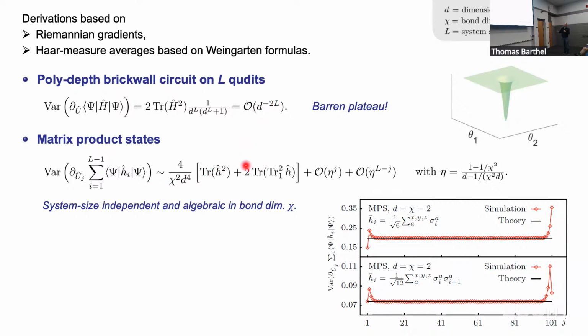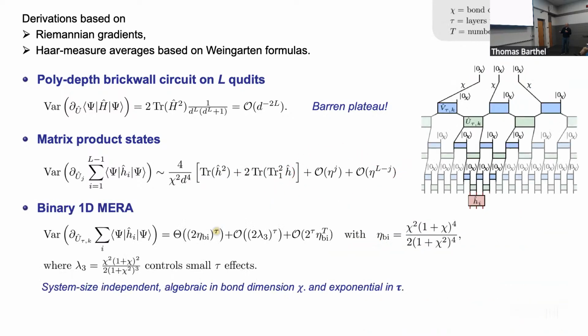For matrix product states, this leading term is independent of L and decays as 1 over chi squared, so one over bond dimension chi squared. These are some finite size corrections here, which you can basically ignore. And then if you go to MERA, we again get that the leading term is independent of the system size, which is constant in the number of layers. And there's some exponential dependence on the layer index tau here. So this means that the energy gradient is more sensitive to tensors which are at low layers, so small tau, whereas it's less sensitive to tensors which encode the longer range correlations, which is also quite intuitive.